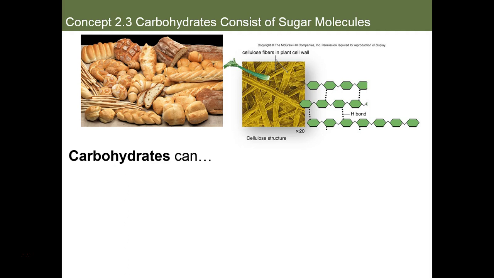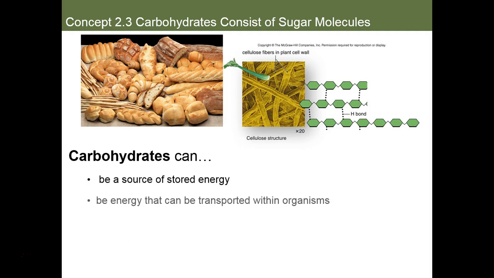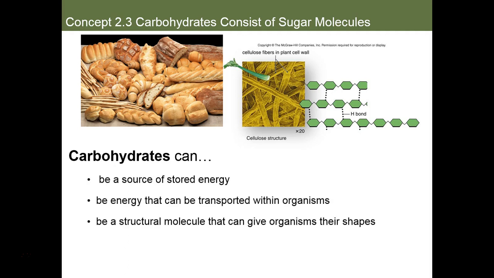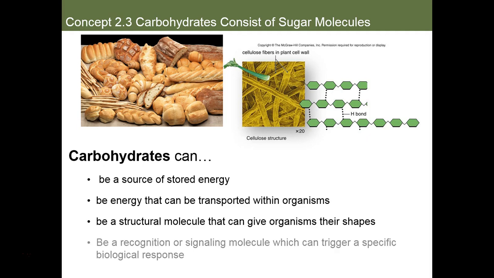Alright, with that out of the way, let's talk about some important biomolecules. First one we will discuss is carbohydrates. Carbohydrates are a source of energy within living things that can be readily transported. Also, they can be used as a structural molecule that helps give organisms their shape. Also, carbs can be used in cell responses as recognition or signaling molecules, such as on the surface of a cell, which can help the immune response or transfer other molecules into the cell.